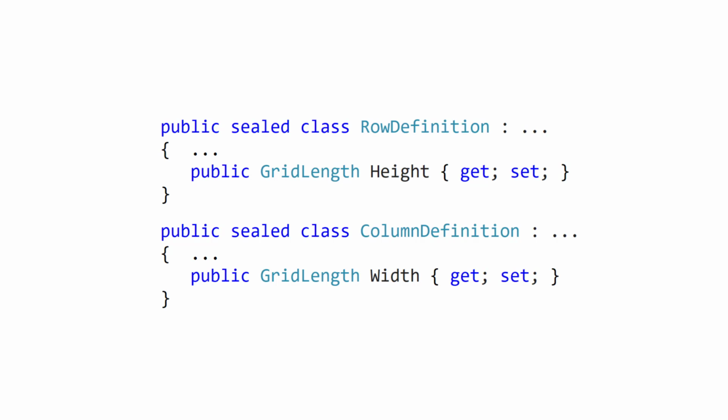The row definition class defines a single row. For rows, you need to set the height. The column definition class defines a single column. For columns, you set the width. Notice that the width and height properties are not numeric values. It's more complex than that because it needs to capture the three different options we just talked about: fixed size, automatic size, and proportional size.